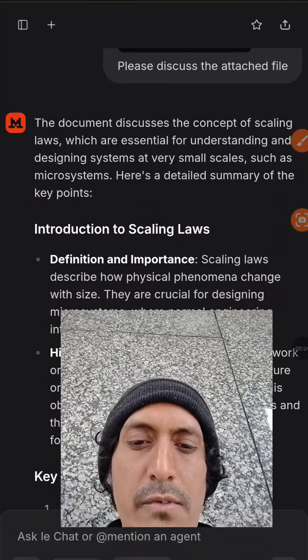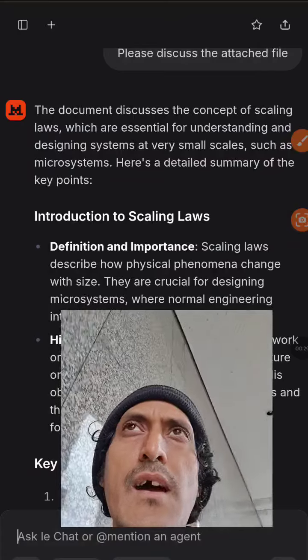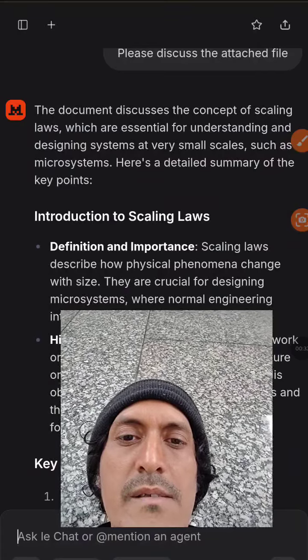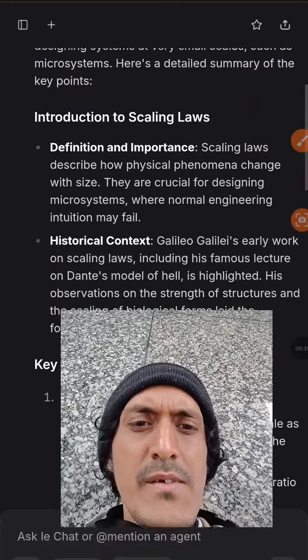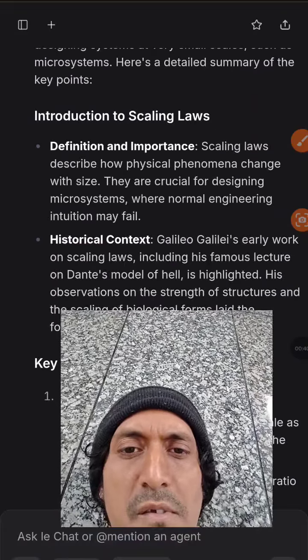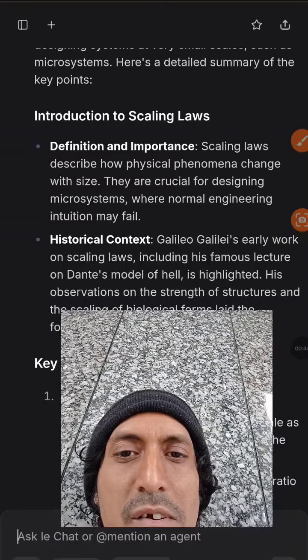So what happens when something is scaled up or scaled down, scaled to a very large level or scaled down to a very small level? That's what scaling law is all about. Scaling laws describe how physical phenomena change with size. They're crucial for designing microsystems where normal engineering intuition may fail.